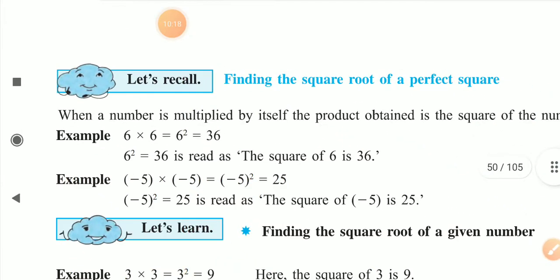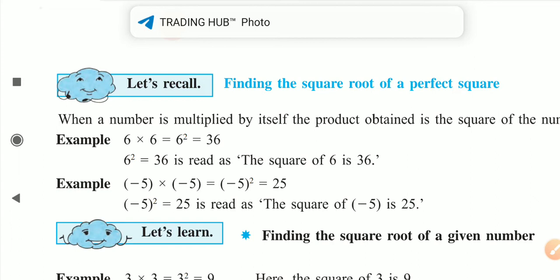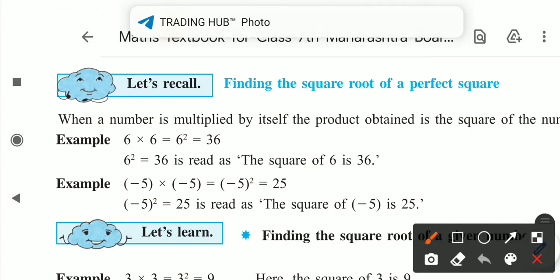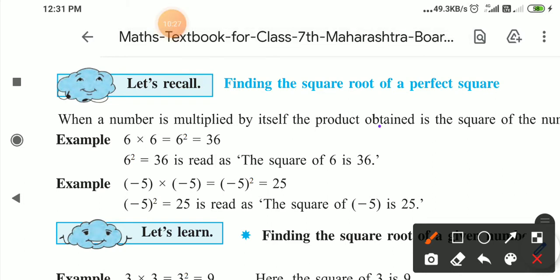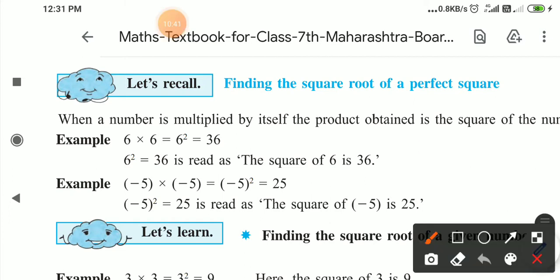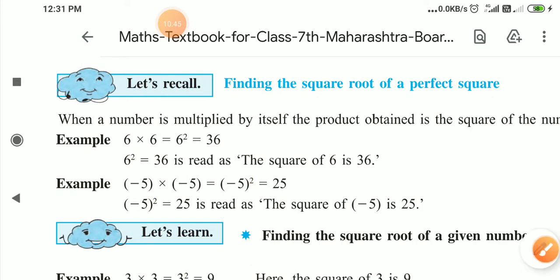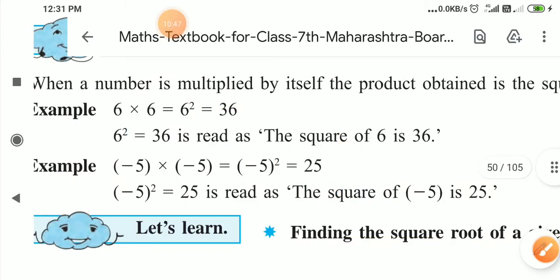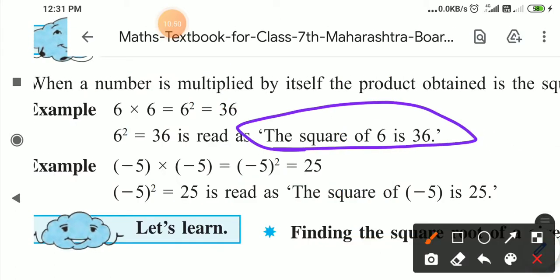Okay, now finding the square root of a perfect number. First of all, you have to learn the squares of numbers. Means 1 to 30 at least you have to learn the squares. 1 square is 1, 2 square is 4, 3 square is 9. So it will not be difficult for you to solve these examples. Here is the example 6 into 6. 6 square means 6 into 6, which is 36, and we can read it as the square of 6 is 36.